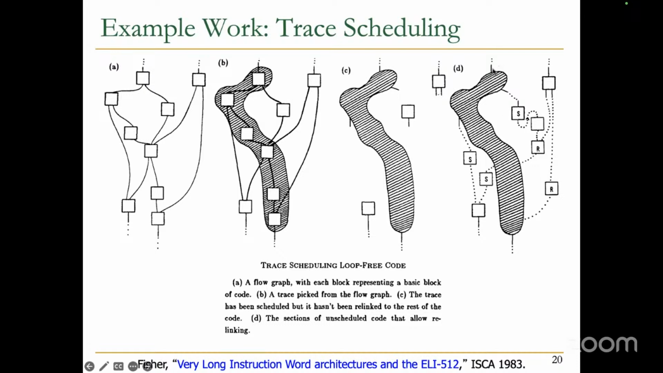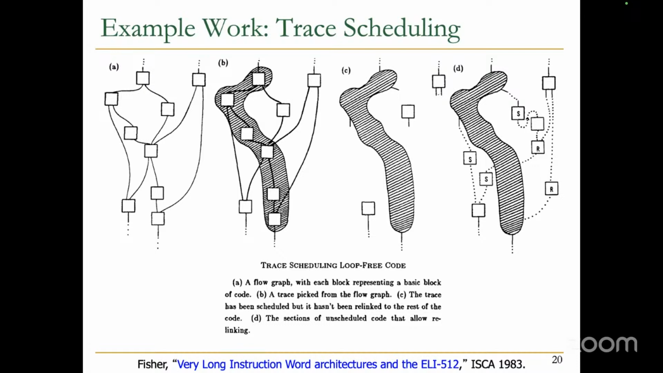So now your code is really optimized for this path, but it's also correct. If you actually get out of this path, you can get out of it, but now you have to pay the penalty of undoing stuff that you shouldn't have done. Okay? So that's a beautiful idea. It's called trace scheduling. And this is the basis of a lot of compiler optimizations.